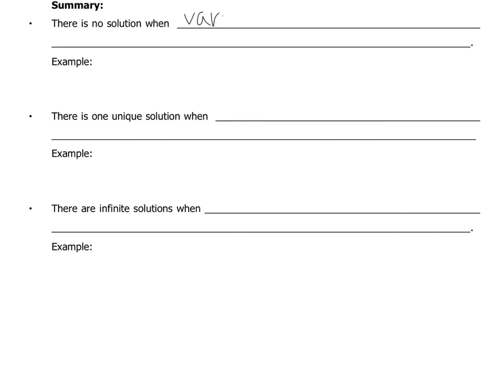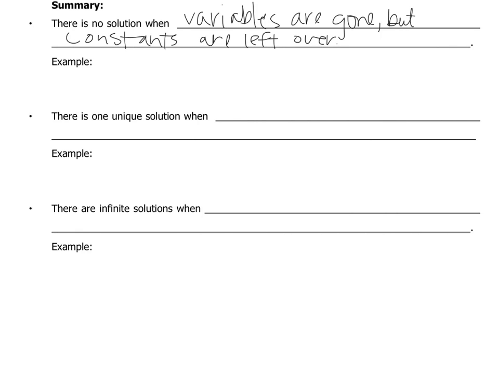All right, so there is no solution when the variables are gone, but constants are left over. An example of that would be if you had 2x plus 4y equals 10, and negative 2x and negative 4y equals 3. You would see that the variables on the left-hand side are gone, but on the right-hand side you have 13, so that's not true.